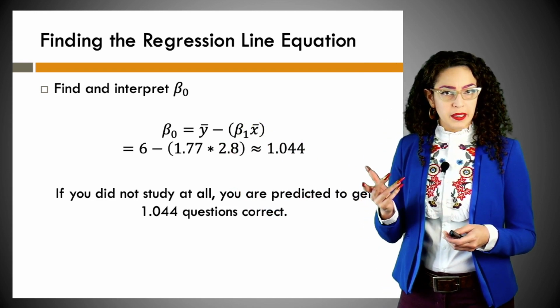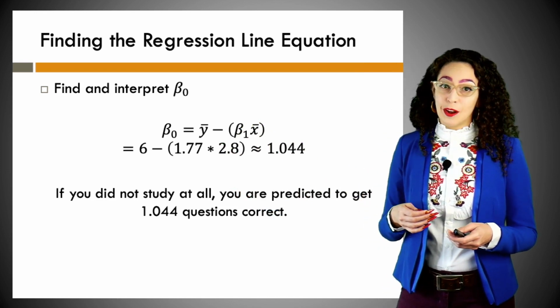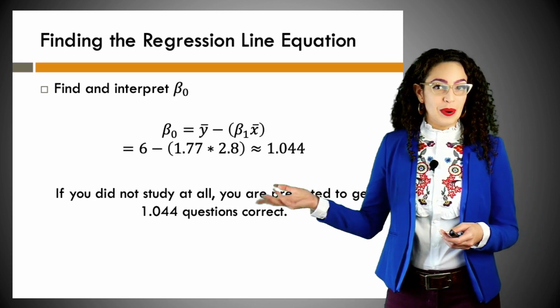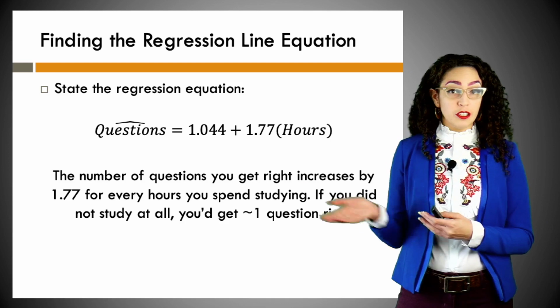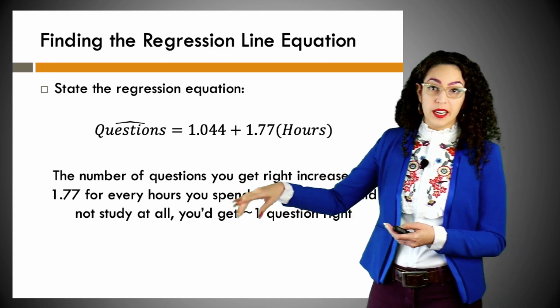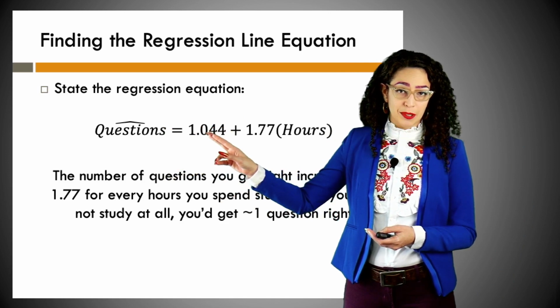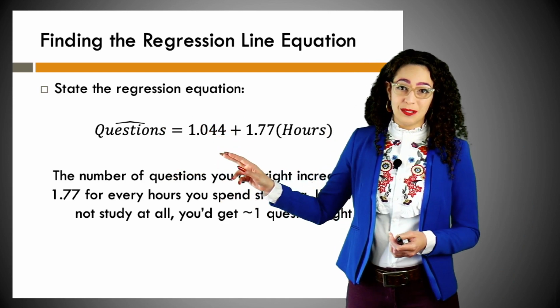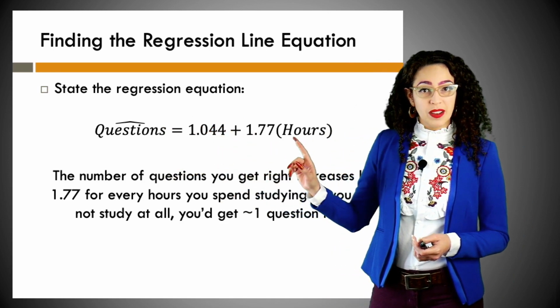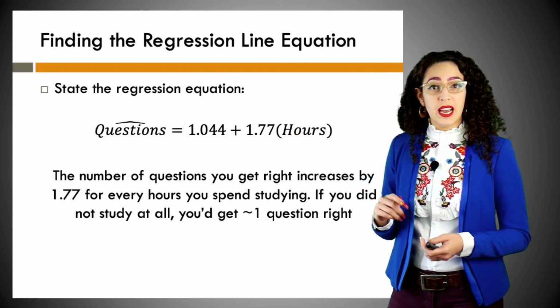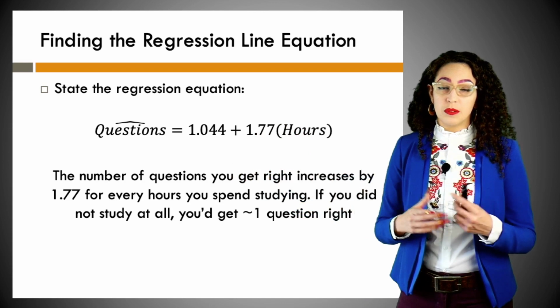Now what does this mean? This means that if you didn't study at all, which you should, you are predicted to get at least 1 question correct. So here's our full regression equation. Again, reiterating, the number of questions you get correct is based on this intercept, which if you didn't study at all, you'd get at least 1 question right, plus the number of hours you studied times this slope coefficient of 1.77. And that is how we can predict your score.